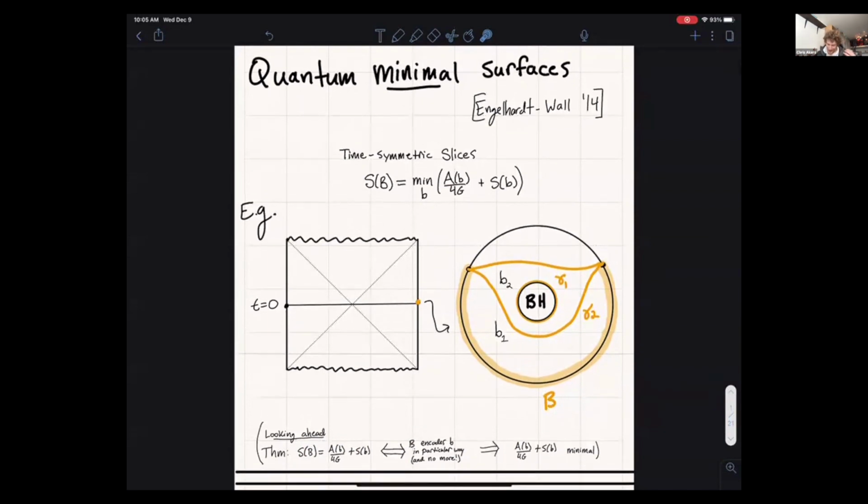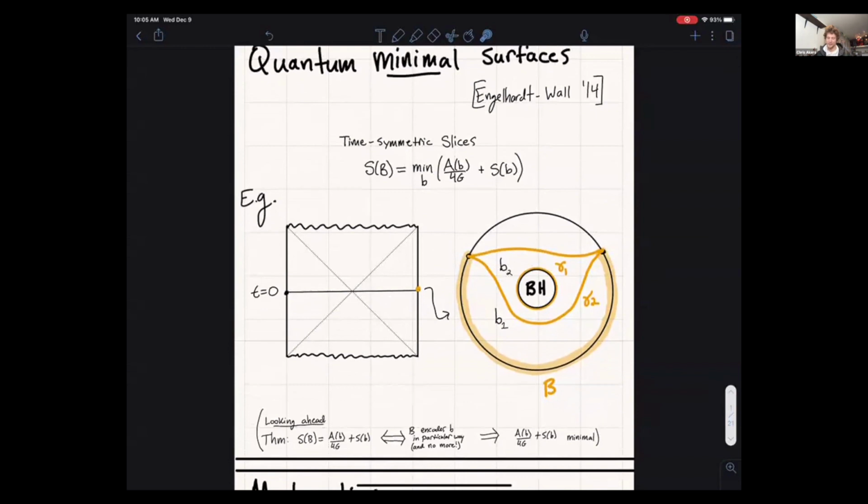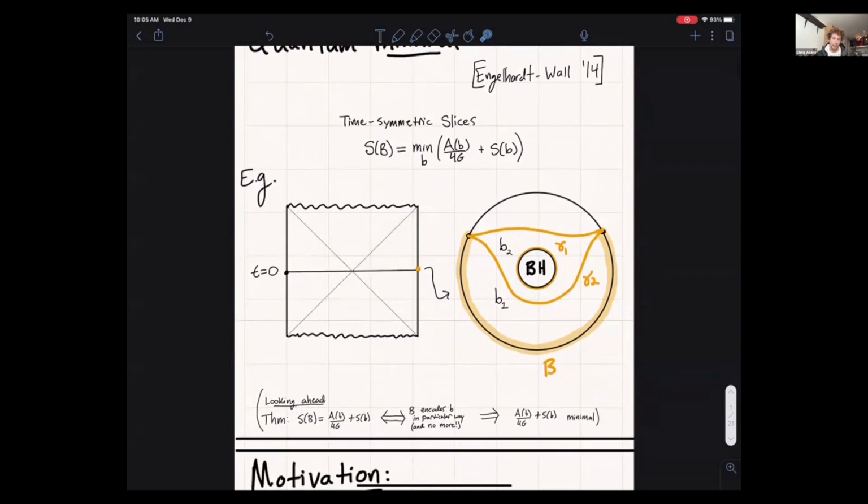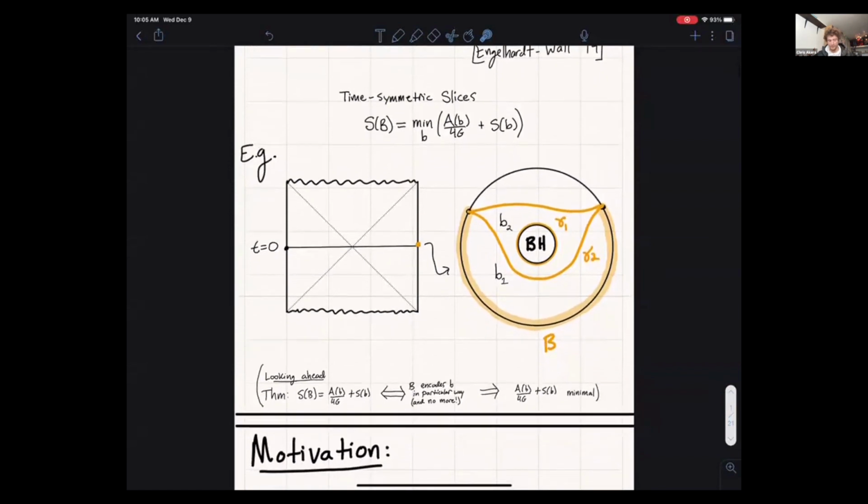If you're thinking that this looks a lot like a theorem that Daniel Harlow proved in 2016, your mind's in the right place. And I'm going to be spending the first part of this talk actually telling you why that's not exactly what we want. We need something slightly different.